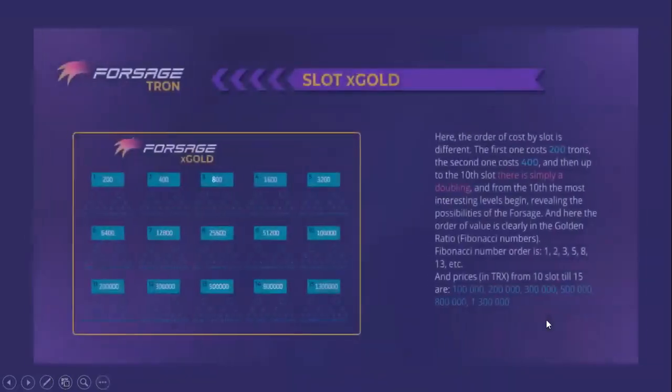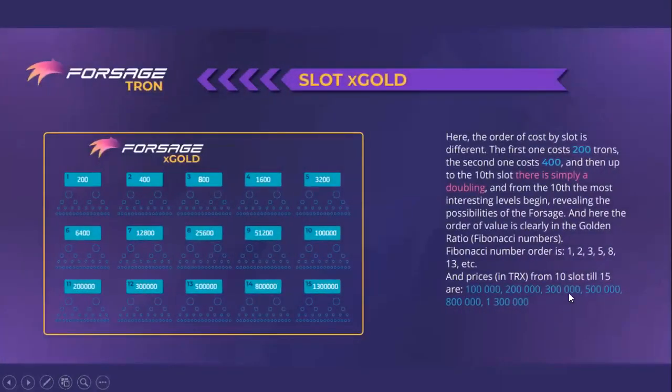So now go ahead and then try. Now for slot X Gold, this is the X Gold program. Here, the order of the slot, the first one costs 200 tronics. Unlike X3 and X4, where the first slot is only 100, this one, the first slot is 200. It doubles for slot 2, 400 tronics. You have to have 400 tronics to be able to buy slot 2. And then for slot 3, double the 400 to 800.